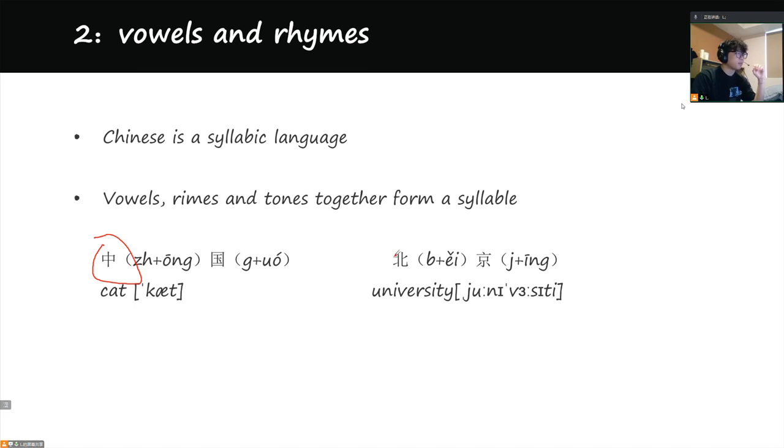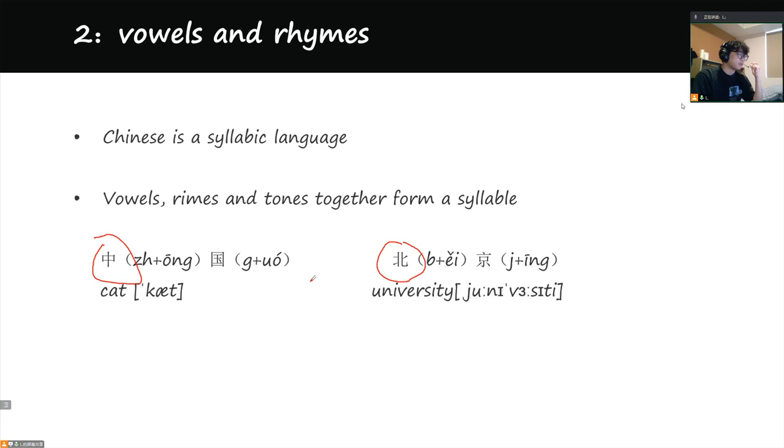The next example is Beijing, the capital of China. The first character 北 is made up of an initial of 不 and a tone of 平声. When we put these things together, we get 北.